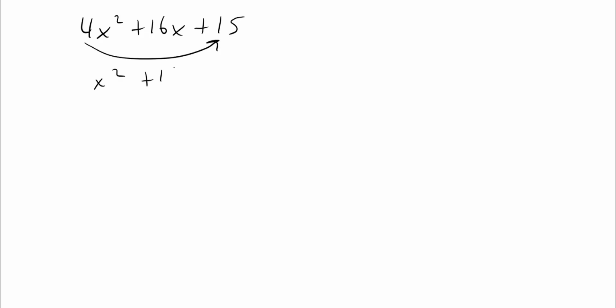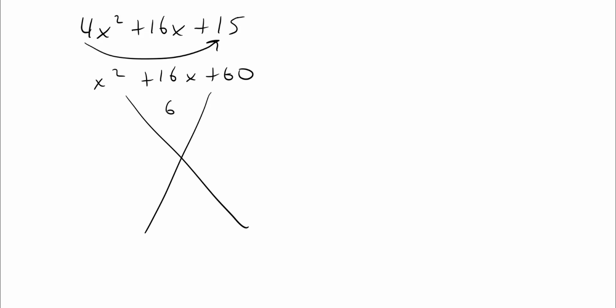Okay, so let's do 4x squared plus 16x plus 15. And again, you're always doing greatest common factor first. It's always very important, okay? So first thing I'm going to do is slide that over. So I get x squared plus 16x plus 60. Do the x method, so we're going to put a 60 up here, 16 here, and get my factors of 60: 1 and 60, 2 and 30, 3 and 20, 4 and 15, 5 and 12, 6 and 10, and that's it.